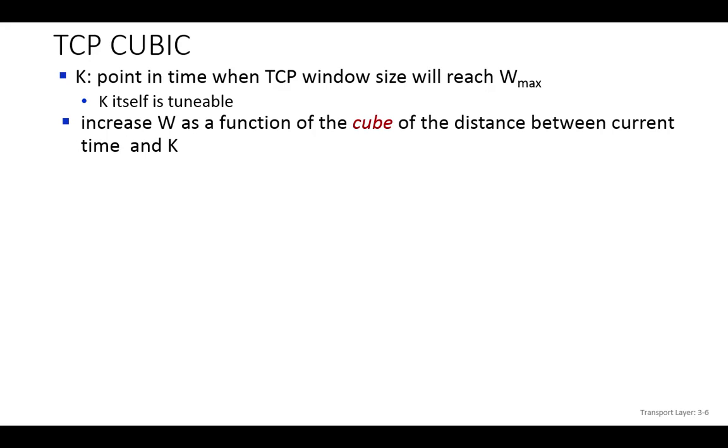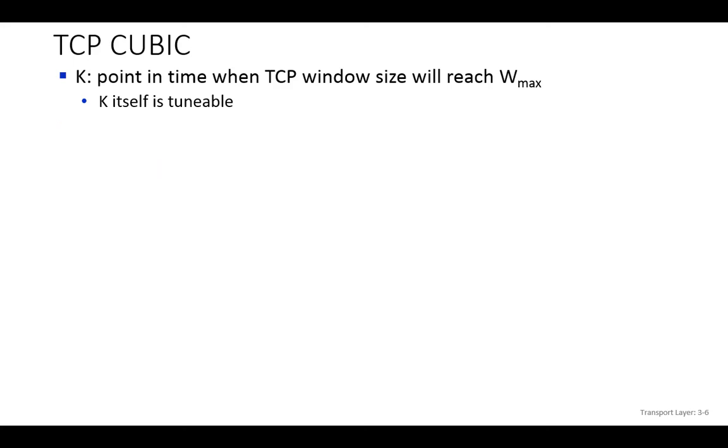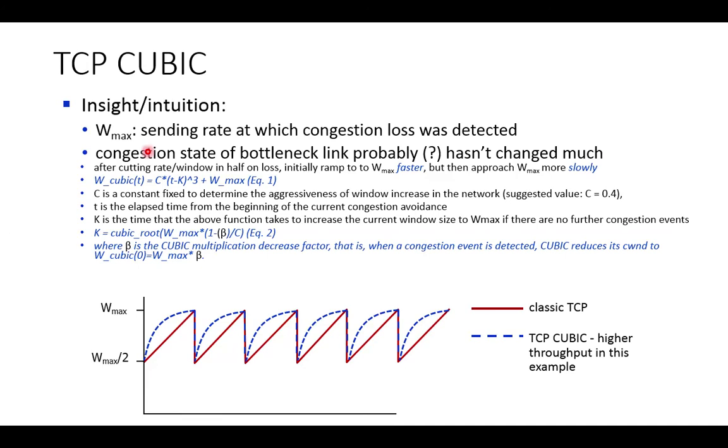The value K itself is tunable. It is adjustable. You can see that we increase the congestion window W as a function of the cube of the distance between the current time and K. So this is the difference, that QUIC uses this function to increase the congestion window size.